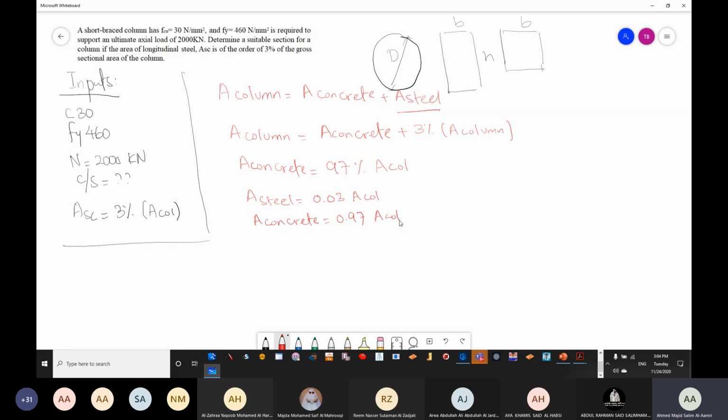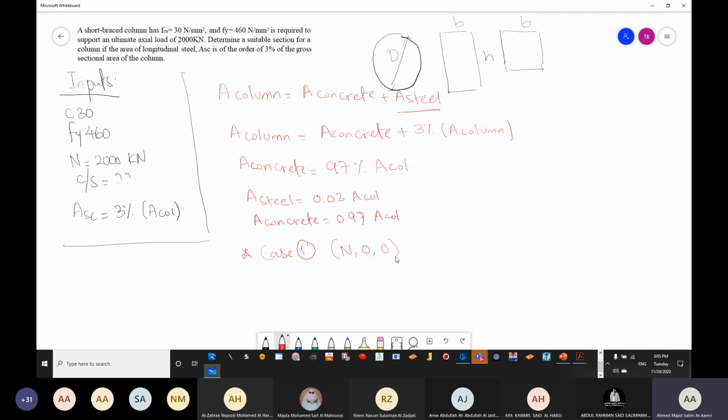Do you agree about this one? Now we said here, this is going to be case number one, where it's only N value. There is no moment on the other side. There is no moment in X, there is no moment in Y. They didn't mention any moment for it, so it's axially loaded.